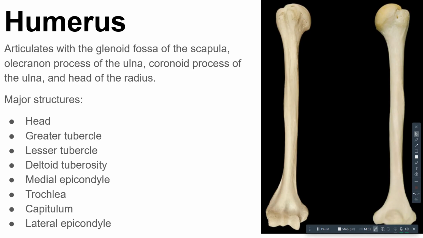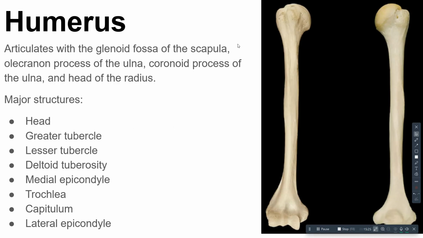And now I've got the humerus. The humerus is going to articulate with that glenoid fossa that we just met. It's also going to articulate with part of your ulna, which is your medial forearm bone. So your ulna has a piece called the olecranon process. The ulna also has a piece called the coronoid process. And the radius, which is your lateral forearm bone, its head also articulates with this humerus.